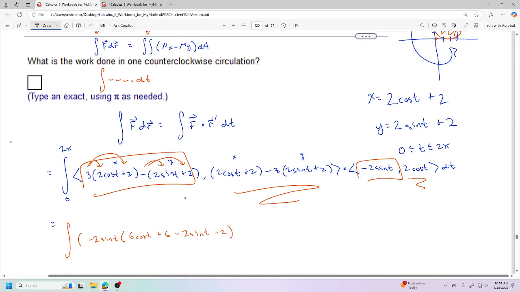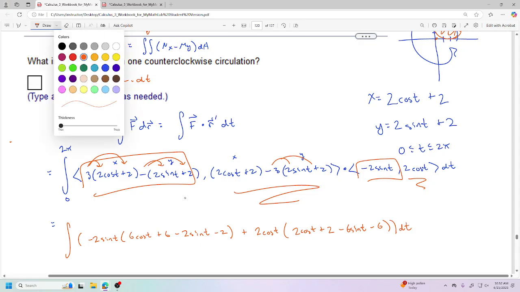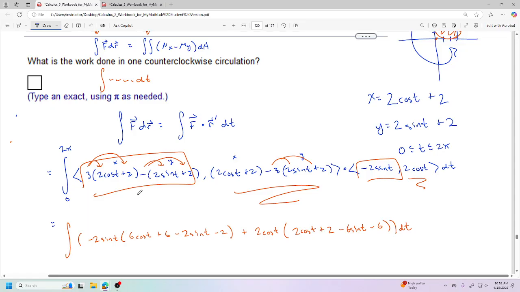And then I'm going to say plus the 2 cosine of t times, now I'm going to simplify that a little bit. So distribute 2 cosine of t plus 2 minus 6 sine of t minus 6 dt. I'm going to change colors. I don't like that so much anymore.